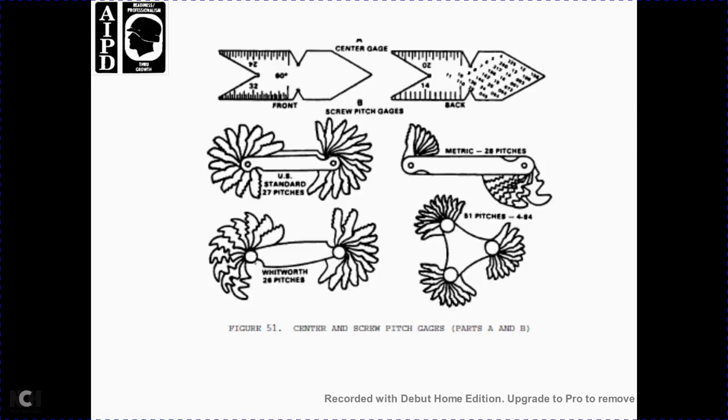Figure 51 shows the center screw pitch gauge, parts A and B. The center gauge screw pitch gauges use standard 27 pitch, Whitworth 26 pitches, metric 28 pitches, 51 pitches.